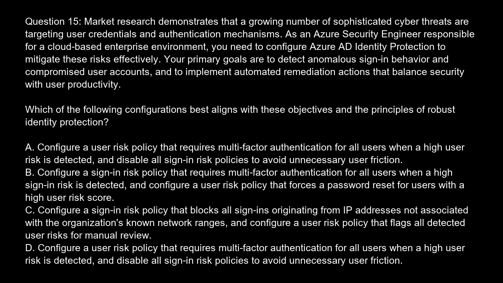Option C. Configure a sign-in risk policy that blocks all sign-ins originating from IP addresses not associated with the organization's known network ranges, and configure a user risk policy that flags all detected user risks for manual review. Option D. Configure a user risk policy that requires multi-factor authentication for all users when a high user risk is detected, and disable all sign-in risk policies to avoid unnecessary user friction.